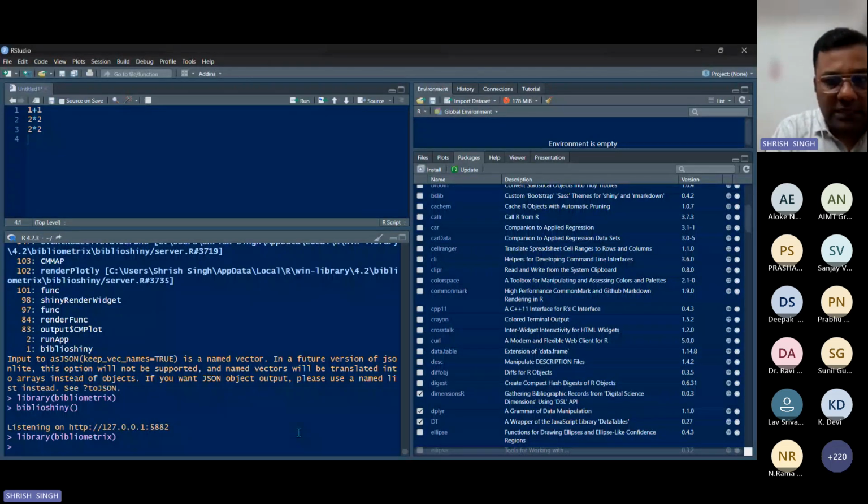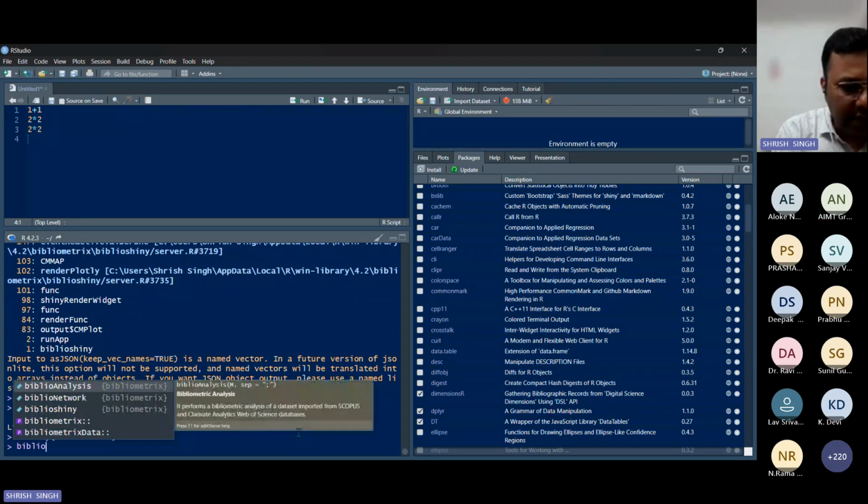So now this R Studio is visible to all. Yes, sir. Okay, sir. I'm trying to make it a bit faster because I've already explained all these things.